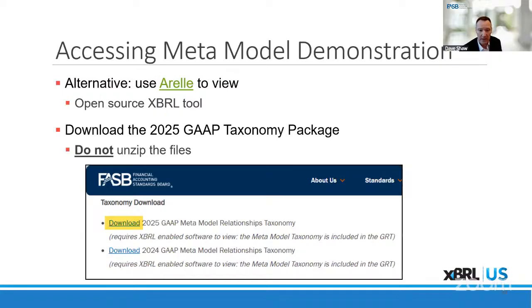And so what you need to do in order to be able to do that is download the 2025 GAAP taxonomy package. If you go to the meta model page on the FASB website, there's a link that you click to download. It will download the taxonomy files in a zip. And I can't stress this enough, do not unzip the files, because it is a taxonomy package that is designed to be read into XBRL software.